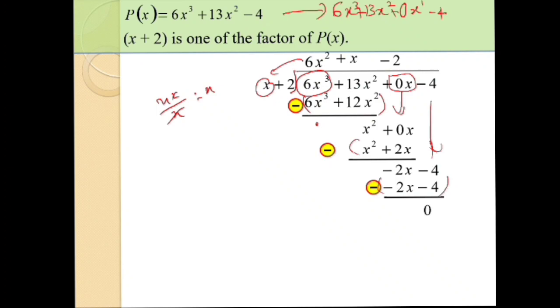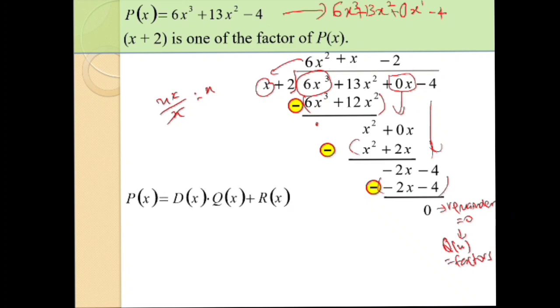The answer is 0. Remember, when the remainder is 0, that means we are doing the right thing because we want to factorize everything. Remember, when the remainder is 0, then our quotient terms will be the factors of the polynomial. Remember, the question wants you to factorize completely. So this is not enough. We have to write down the divisor multiplied with the quotient. Okay, write it down and the remainder is 0.